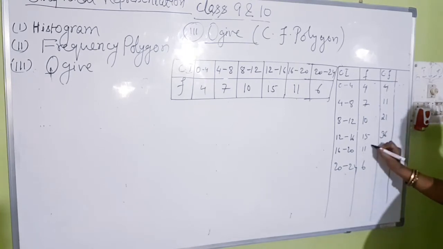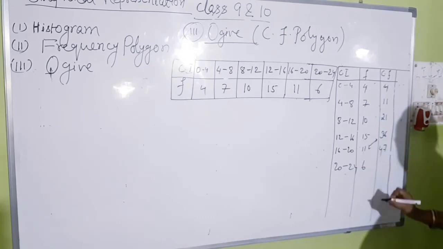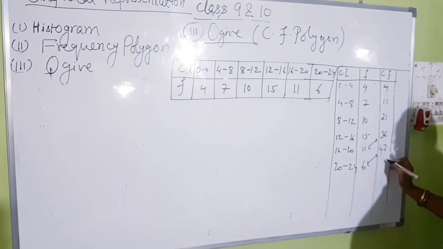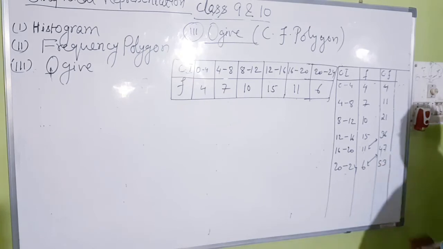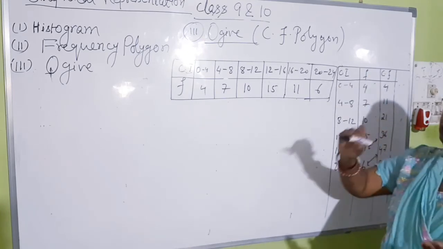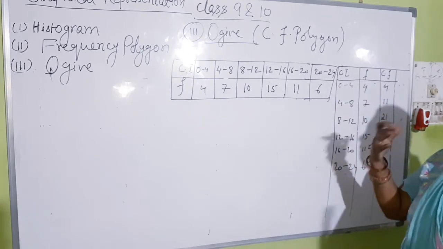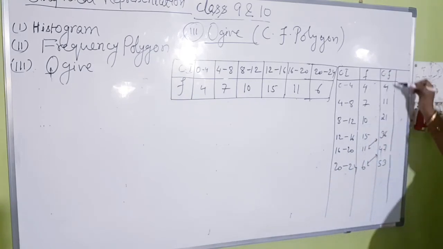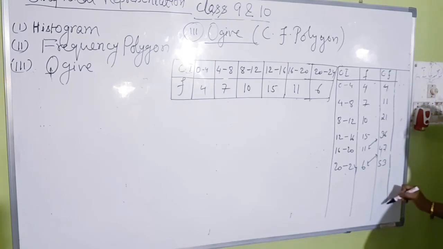Then 11 plus 36 is 47. Then 6 plus 47 is 53. In this way, these are the cumulative frequencies. Now again we will draw the polygon or diagram same as previous, but previously it was on frequency, and this time we will draw cumulative frequency.